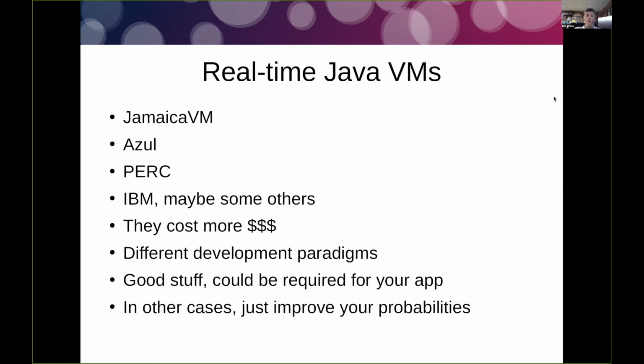Something like Jamaica VM requires you to, or they don't require, but it's in your best interest to ahead-of-time compile your code. So you take your Java, you compile it just like you would into bytecode, and then you run an extra compilation step that pre-compiles your code to native so that you don't have any JIT jitter. Then you can use a real-time VM, a real-time OS, and get absolute, hard real-time behavior.